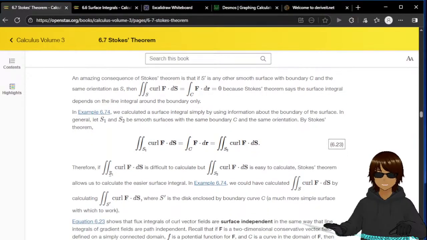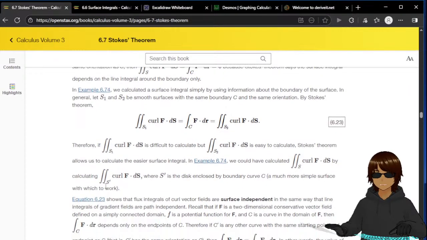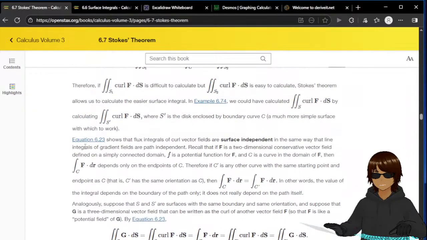Therefore, if this is difficult to calculate, but this is easy to calculate, Stokes' theorem allows us to calculate the easiest surface integral. In Example 6.74, we could have calculated curl f dot dS by calculating the integral over S naught of curl f dot dS, where S naught is a disk enclosed by the boundary curve C. Equation 6.23 shows that flux integrals of curl vector fields are surface independent in the same way that line integrals of gradient fields are path independent.